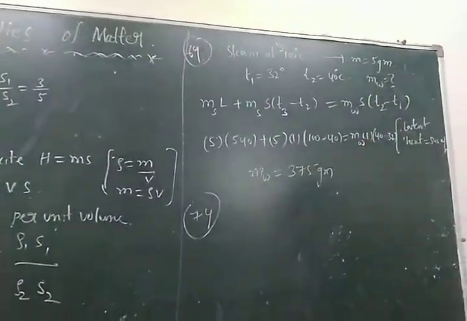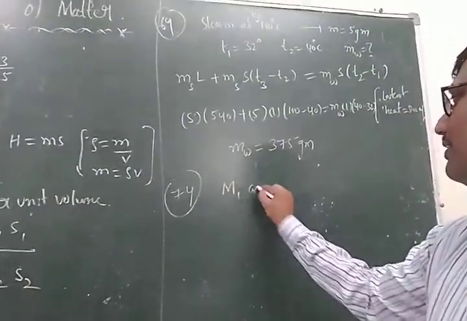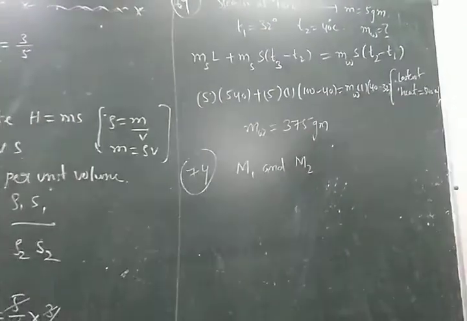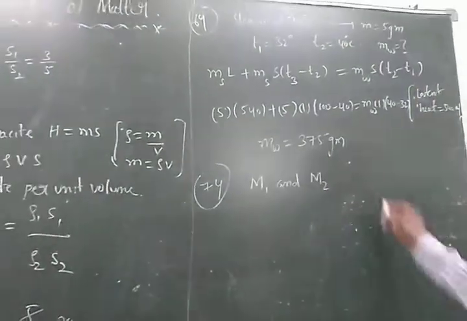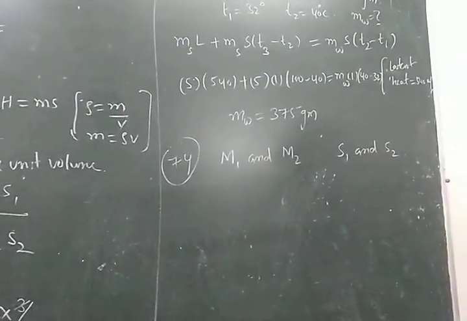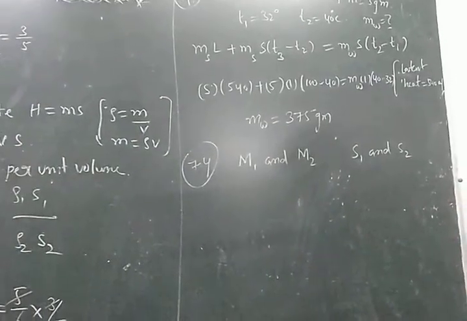And next is question 74. Two liquids of masses M1 and M2 and specific heats S1 and S2 respectively are mixed. Then the specific heat of the mixture.